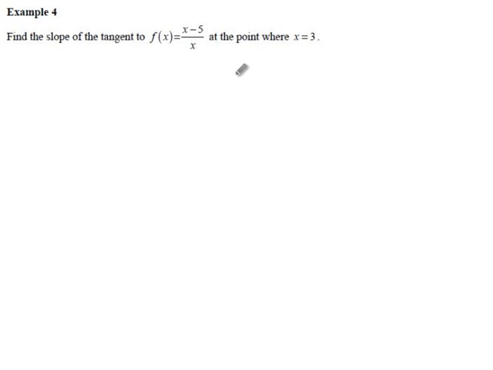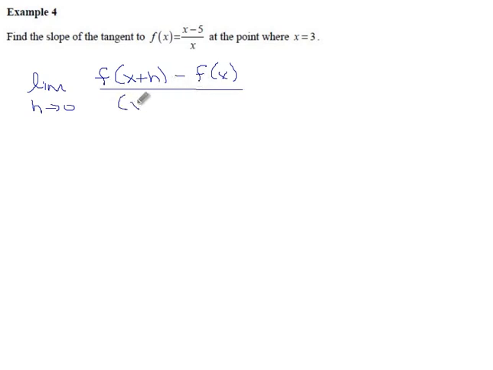The previous example I did using a lot of references to the graph, but in this one, I'll just follow the formula because you should be able to do them either way. So the general formula for finding the slope of a tangent is the limit as h goes to 0 of f of x plus h minus f of x all over x plus h minus x.